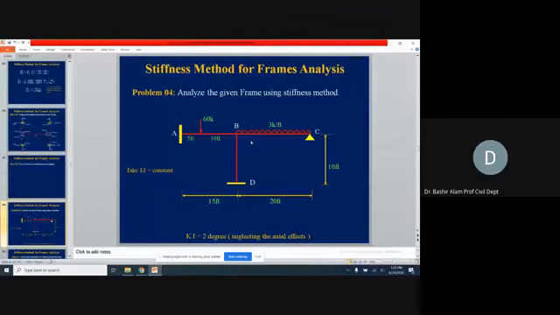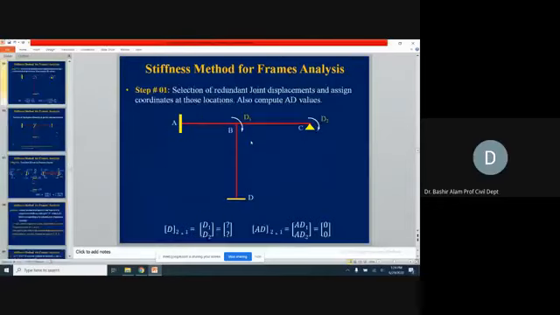But joint B can rotate now. It will be a rigid joint rotation, and at C also it can rotate. So theta B and theta C are becoming our unknown joint displacements. So we declare this problem as a kinematically indeterminate, 2 degrees problem.